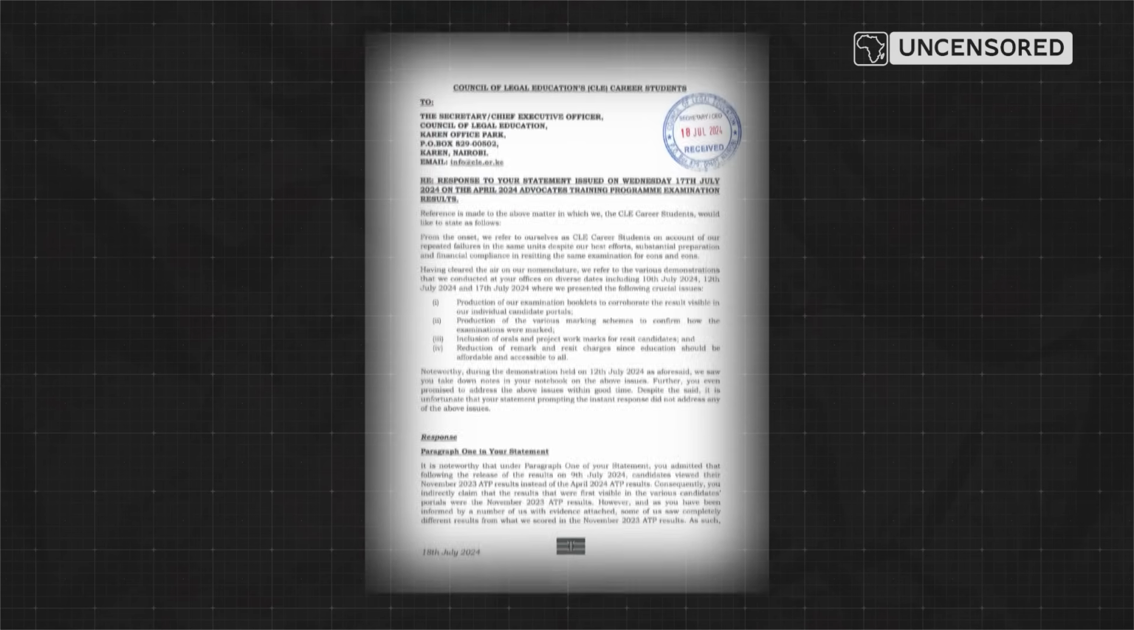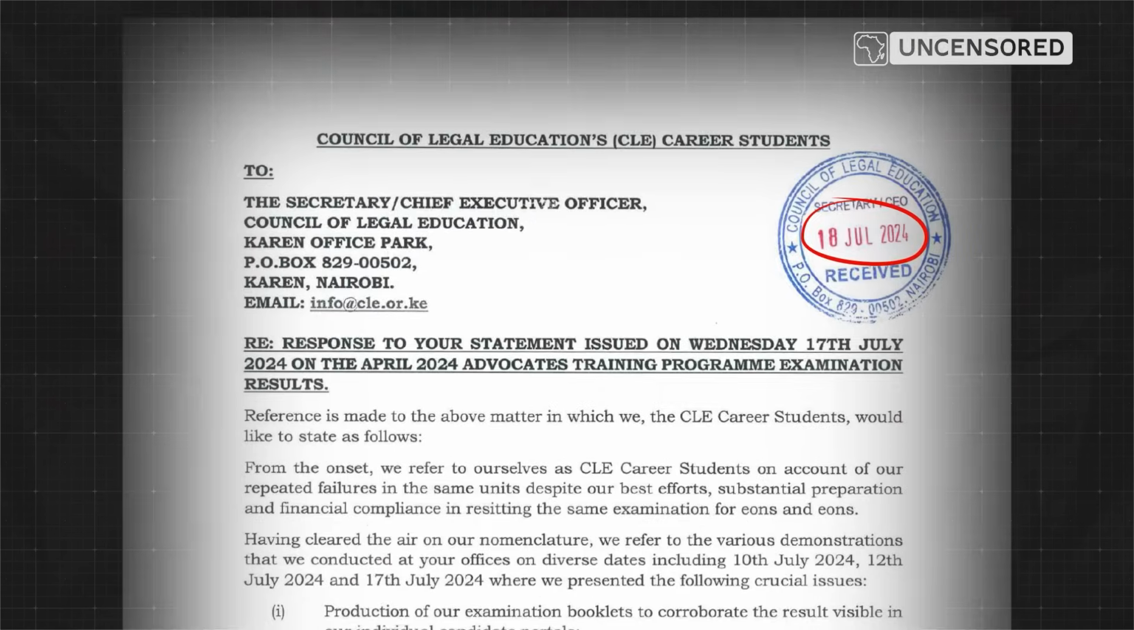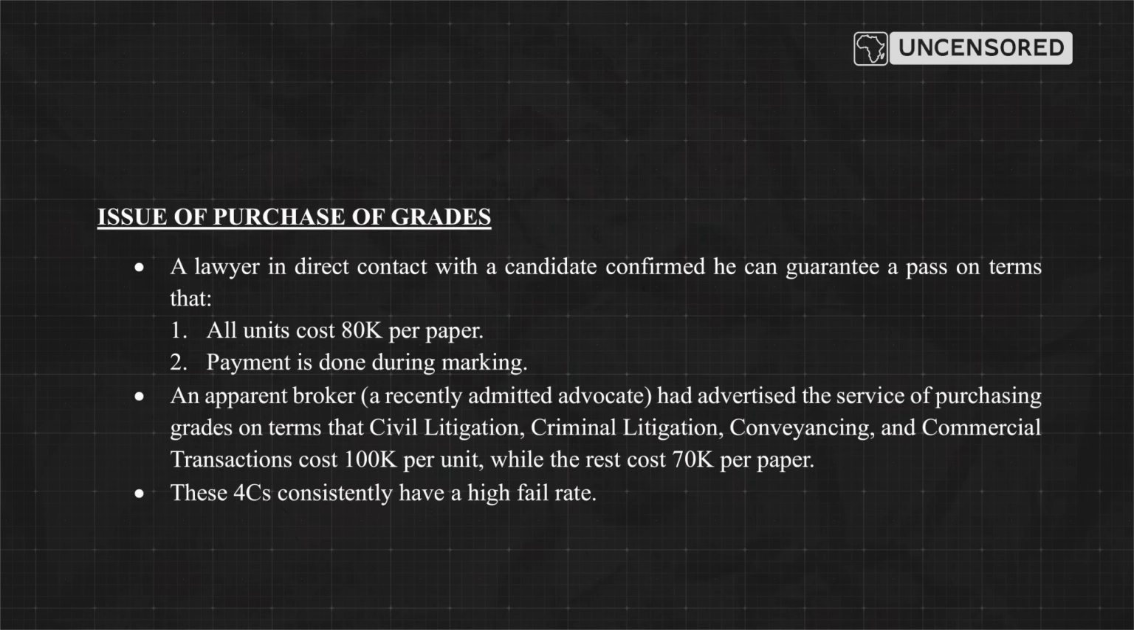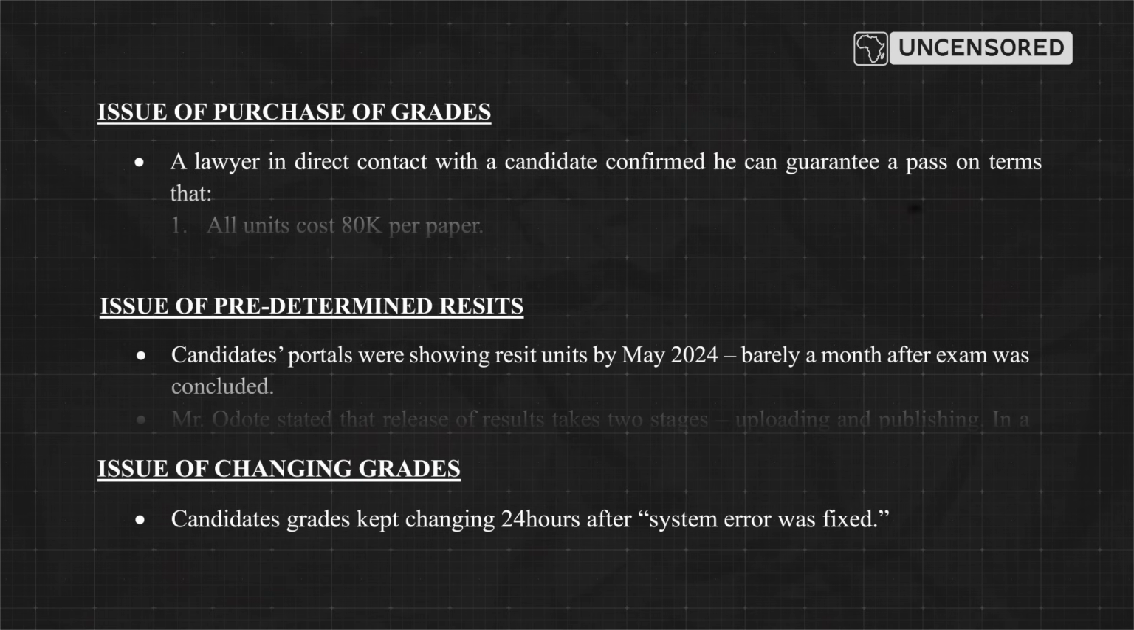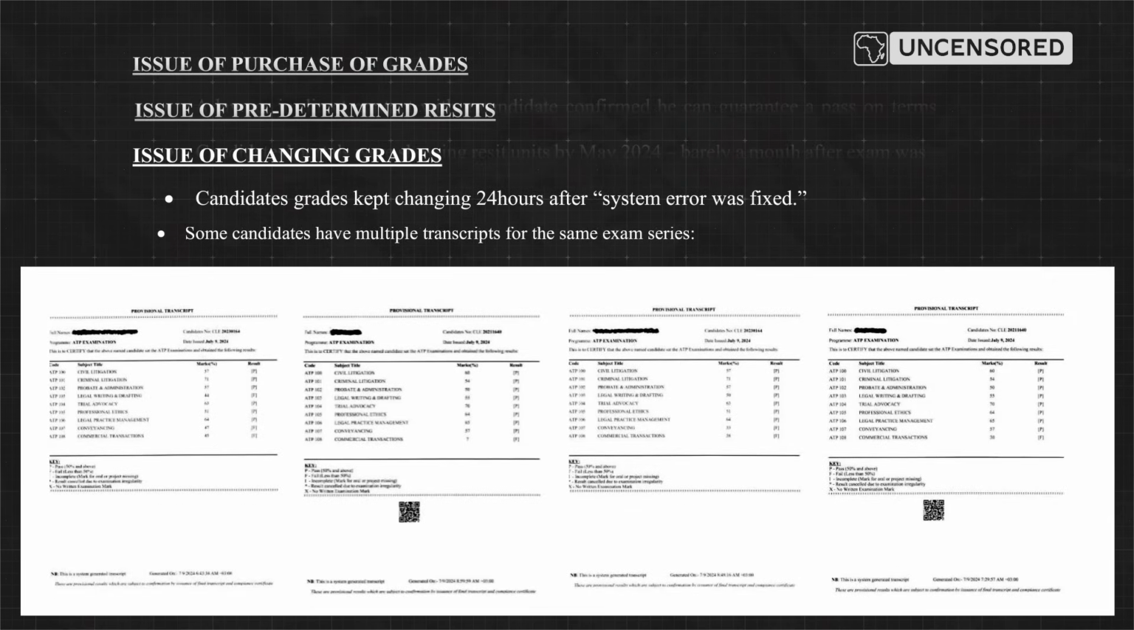The students wrote multiple letters to the Council of Legal Education. For instance, in a letter dated July 18, 2024, they detailed their grievances and provided evidence to support their claims. These complaints included the alleged purchase of grades, predetermined resits, and the alteration of grades, with numerous students reportedly holding multiple transcripts for the same examination series. Their final concern leads us to issue number 9.